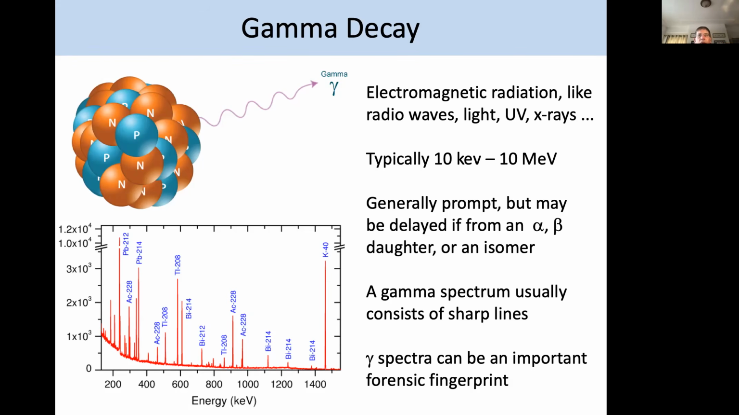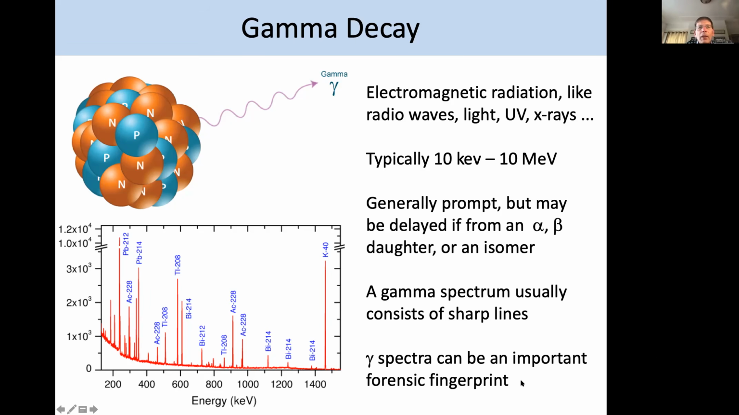And generally, these are very, very fast. Not always, but they tend to be 10 to the minus 18 seconds, 10 to the minus 16 seconds decay. There may be reasons why it gets stuck and takes a long time to decay, but typically gamma decay will be very, very prompt, very fast. It also comes out, for reasons I mentioned before, just like in the case of atomic systems, in sharp lines. And that's interesting and important, because gamma spectra can be an important forensic fingerprint.